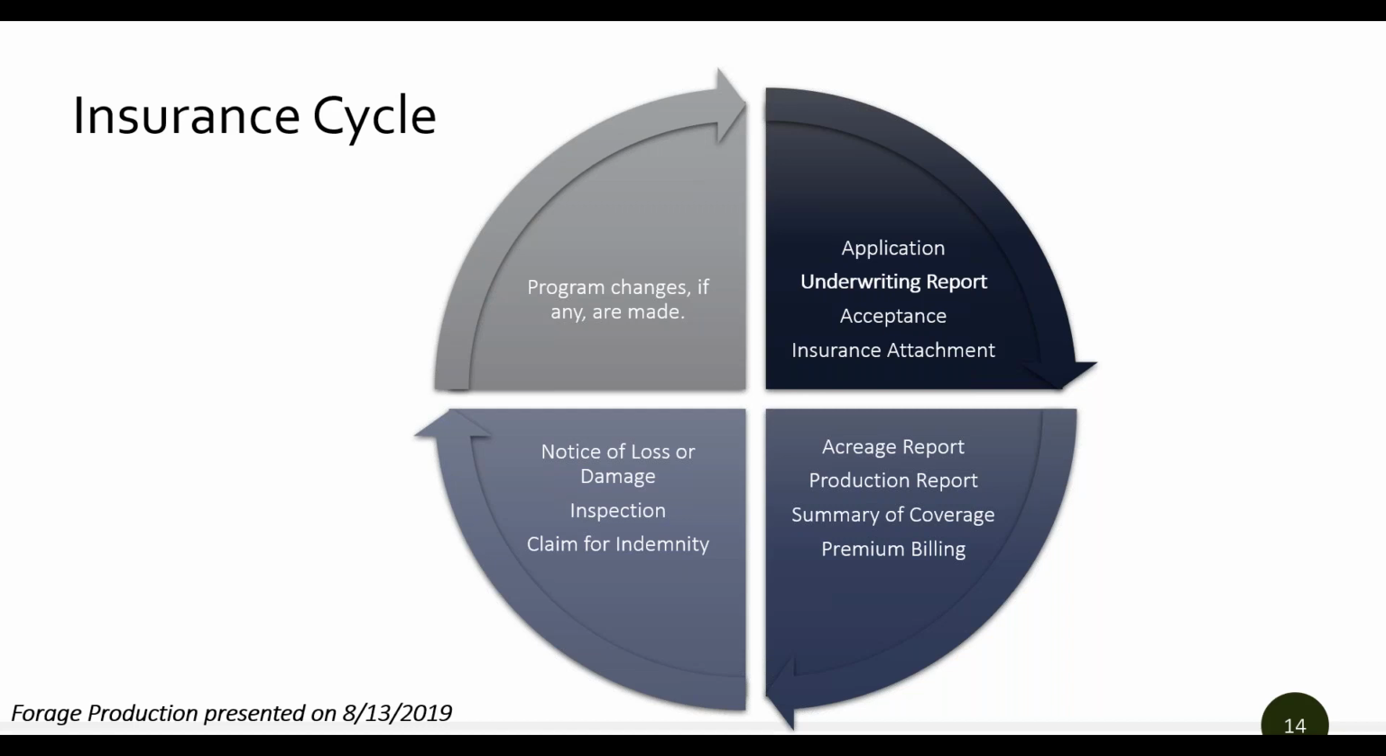In the event the planted crop is damaged, you must provide a notice of loss within 72 hours of your initial discovery. So you discover that maybe a hailstorm has occurred or it's getting very dry and it looks like you're going to have a lack of production. You need to send a notice of loss to your agent. The AIP will perform an inspection, and if qualified, you'll receive an indemnity. The last step in the process is if there are any changes made to the policy by RMA, they are done so by the contract change date. And I believe for forage production, that is June 30th.